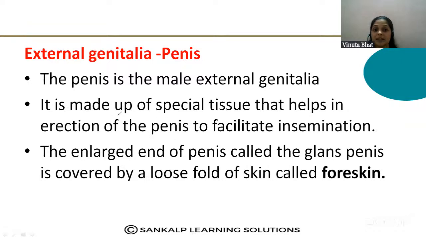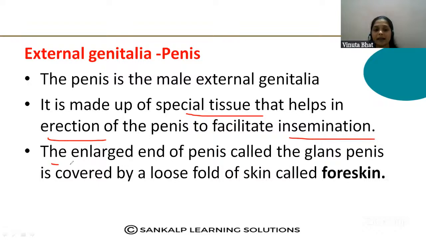And this penis is made up of the special tissue that helps in the erection of the penis and facilitates insemination. So what does that external genitalia help with? It helps for the erection of the penis and insemination. What should be done with the sperm inside the female body? It should be injected, right? So for that purpose it is helping.